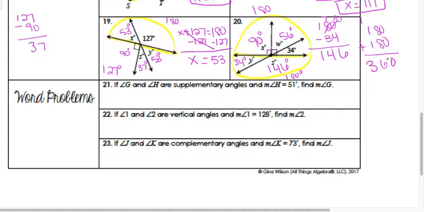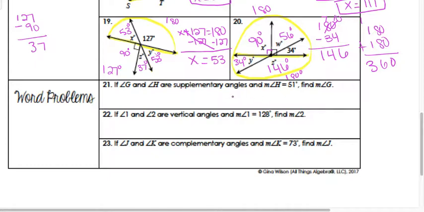Did you notice that when you have a straight line, it's basically cutting that circle in half? Half of a circle. Get it? Half of 360 is 180. And guess what else? Half of 180 is your 90-degree angle, complementary. Just a little bit of information there for you.